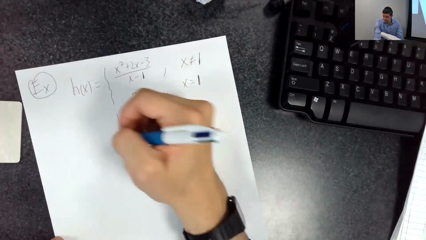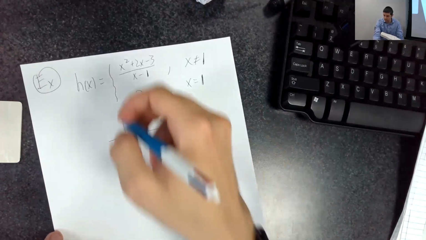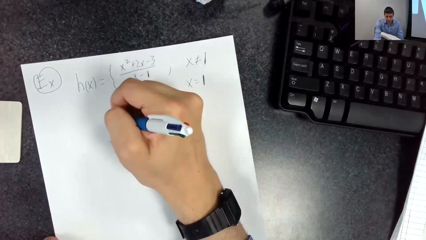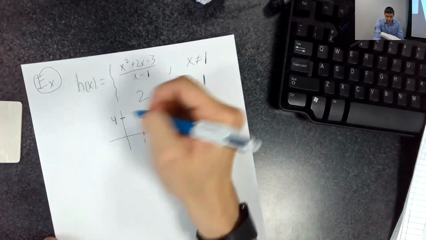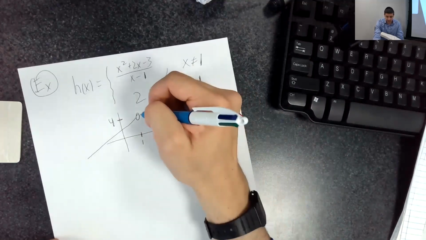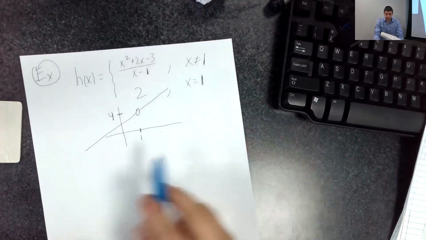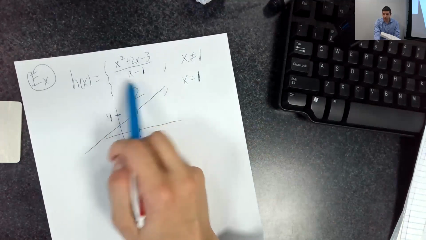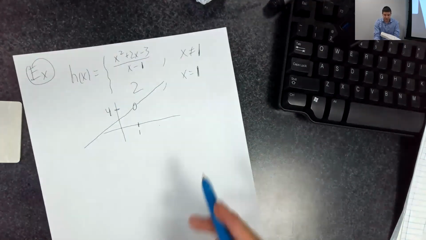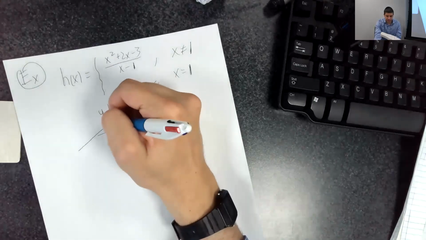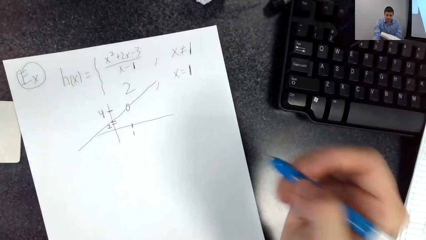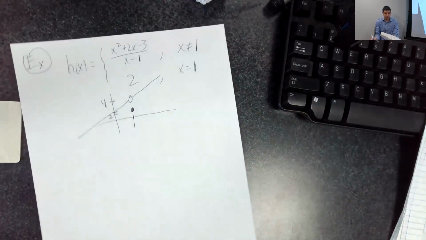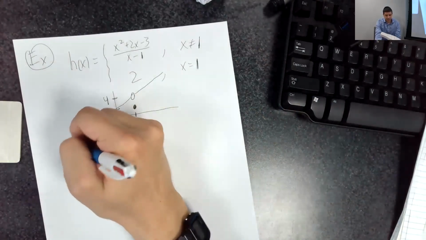So if we were to graph this, what it would look like, it actually does look like a line. That's when x is not equal to 1. This happens to be a line for x not equal to 1. You could actually simplify it by factoring the numerator. And then when x equals 1, the output is 2, like this. Okay. Now, think about it.